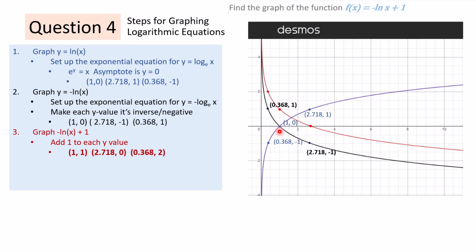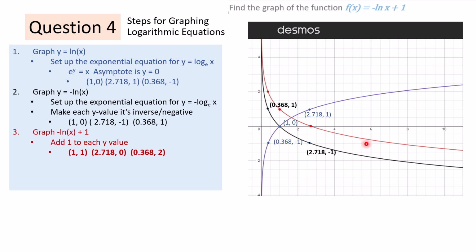We're looking at the black line this time. Okay, so that we still have this point here. Go to the second point from the parent function, take the y value, turn it into its opposite. So we're going to have 2.718, -1. So that's going to be right here. So it's just going to mirror itself over the x-axis. Okay, the last number is 0.368, -1. So we're going to make that -1 a +1. Again, it just mirrors over the x-axis. All right, so now we can kind of sketch that graph with the black line.